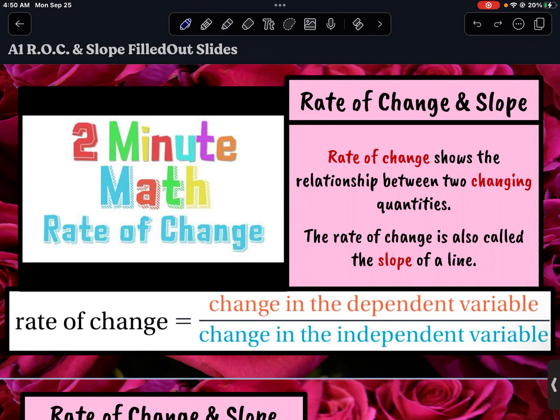We are going into our unit on linear functions. So the first thing we need to talk about is rate of change and slope. The rate of change shows the relationship between two changing quantities. The rate of change is also called the slope of the line. Rate of change is the change in the dependent variable over the change in the independent variable.